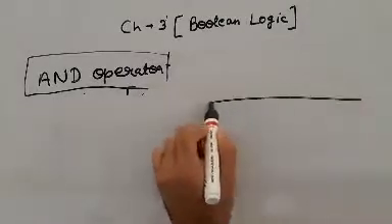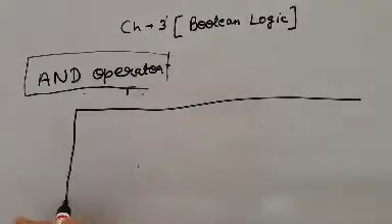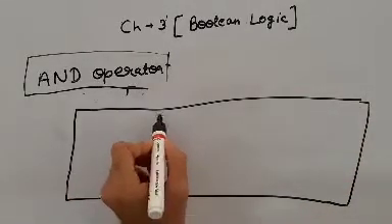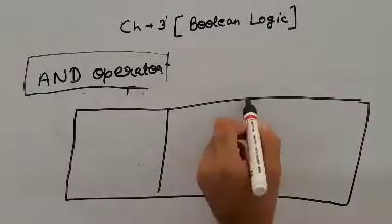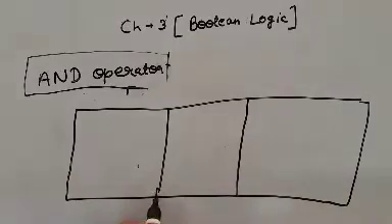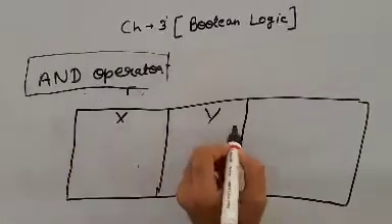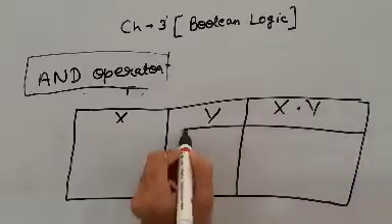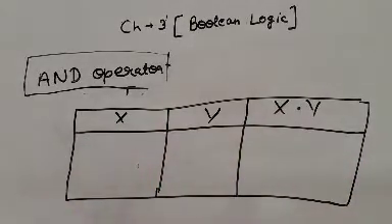Now how is this truth table made? Is it very simple? I have two input terminals and one output terminal. So X dot Y. There are only four conditions.